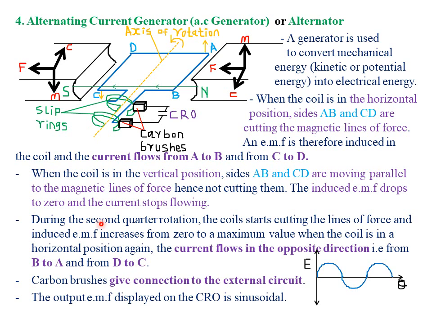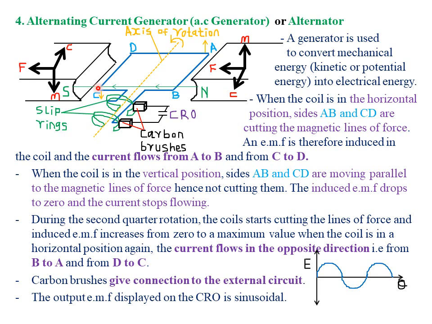Remember, during the second quarter rotation, the side CD has come to the side of AB. So D replaces A, then of course C replaces B. Then on the other hand, the side A will replace D, then the side B, of course, will replace the side C.